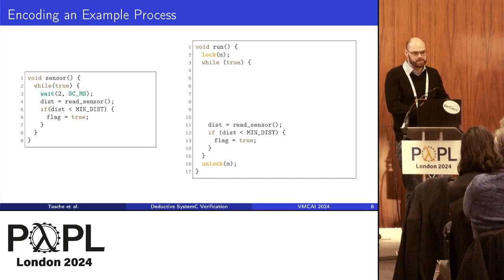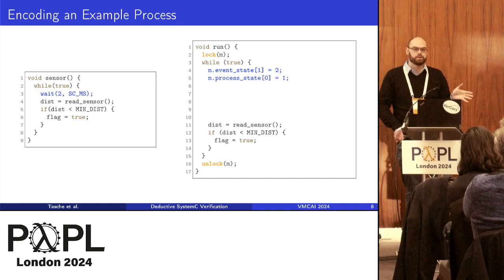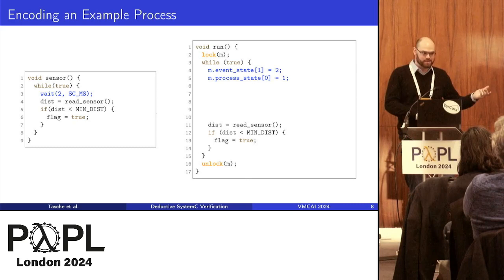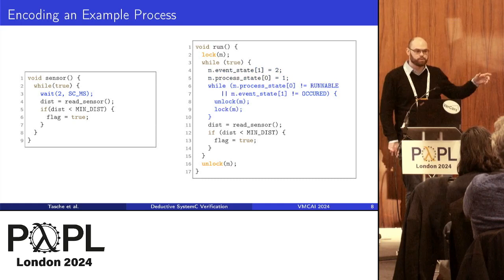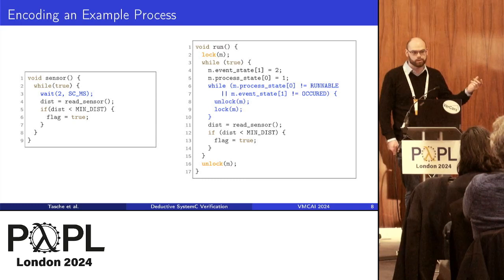So to start, the process at this point has to set the state of the event and itself. It sets the status of the event, which happens to have ID 1, to 2, which means it will be notified in 2 milliseconds. And then it sets its own state to 1, which means that it is waiting on ID 1. And this encodes the waiting for the event. And then the process just spins in a busy wait until the scheduler has made it runnable again because the event has occurred. Until then, it continues to unlock the global lock and lock it again so that other processes can execute in the meantime.